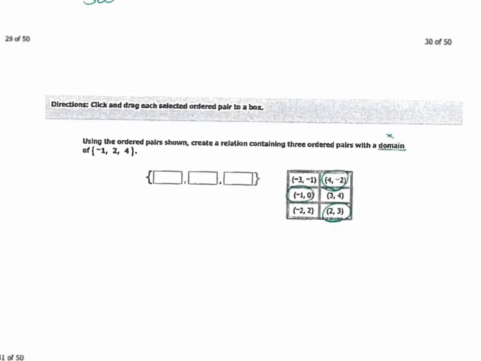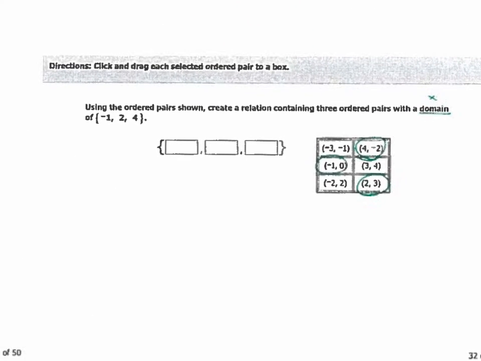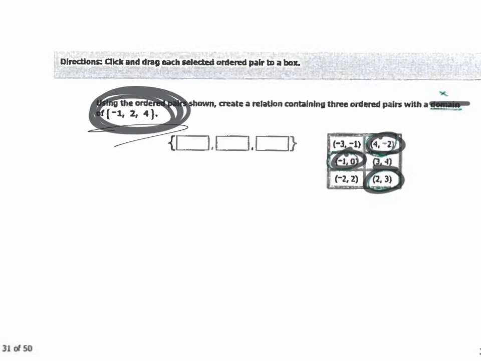Last one I'll go over is number 32. Using the ordered pair shown, create a relationship using the 3 ordered pairs with the domain of that. So notice I highlighted the word domain. Domain means x. So I want to find all the x values of those. So I circled these values because they all have the x. Their x values match what was in the problem.